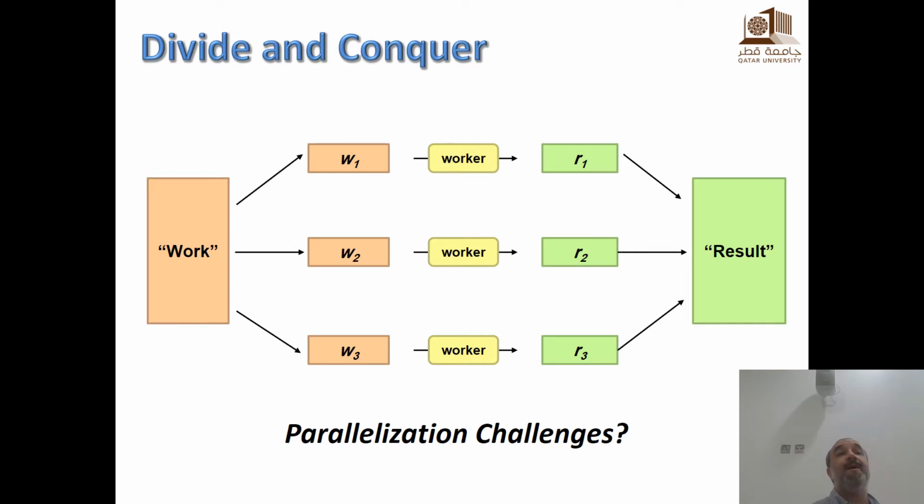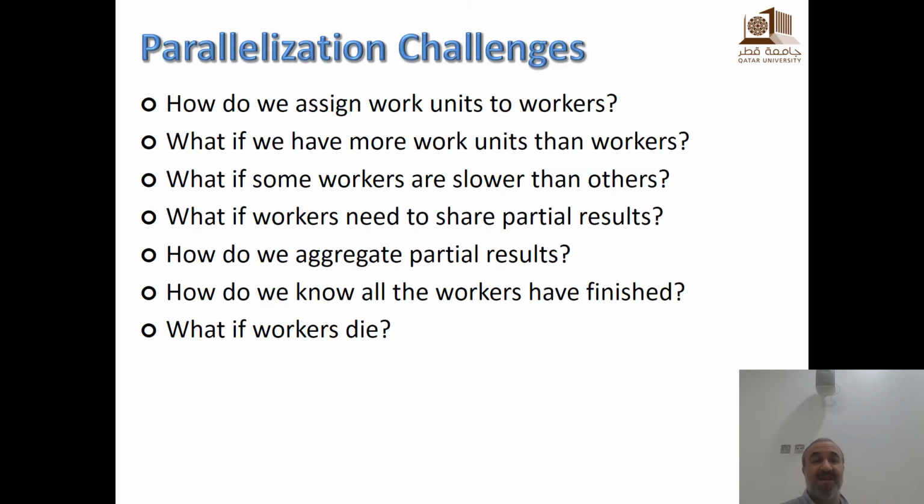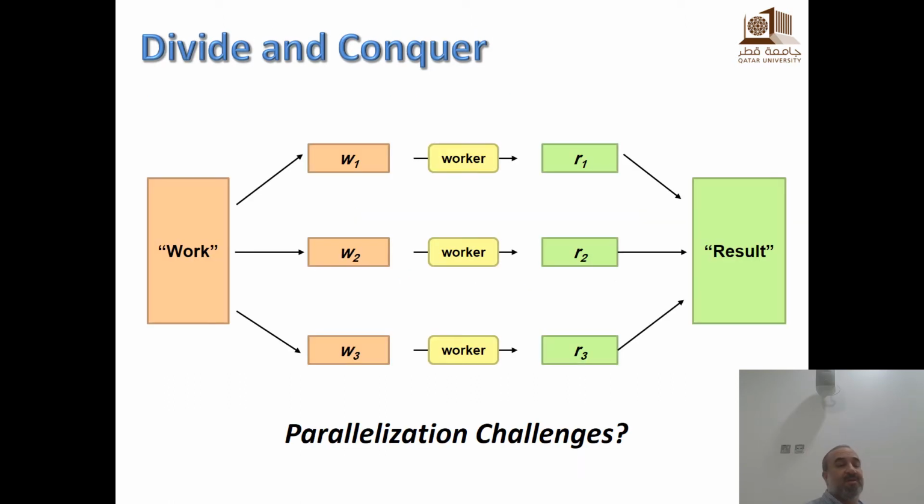What will happen if one worker also fails? Yes, what happens if one of the workers fails? If one of the workers fails here, then maybe the output will not be the output that we want. Okay, so many challenges here. Here are what I got. I think we got many of them, if not most. So how do we assign work units to workers? We got it. What if we have more? Oh, we didn't get that. What if we have more work units than workers?